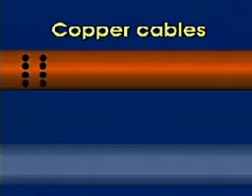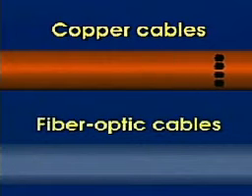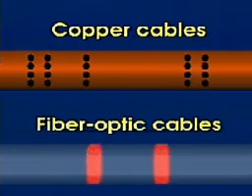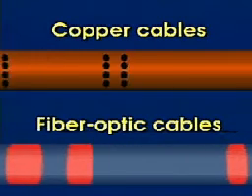There are two main types of telephone cable. In one type, copper cables, telephone messages travel as electric signals along wires. In the other type, fiber optic cables, telephone messages travel in the form of pulses of light through bundles of hair-thin glass fibers.